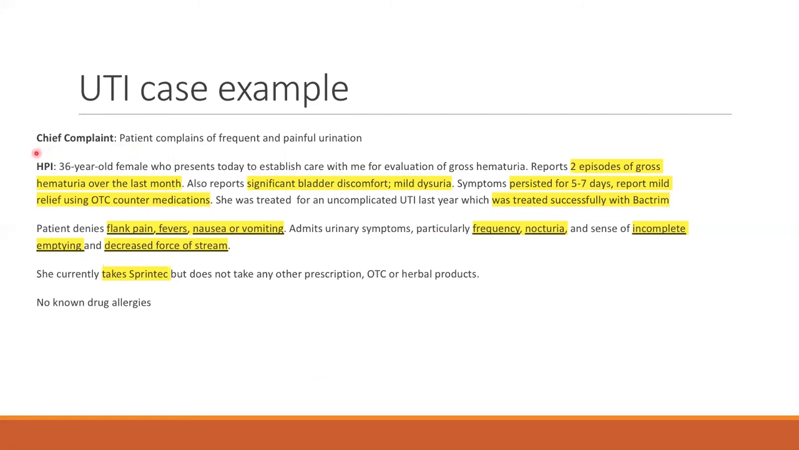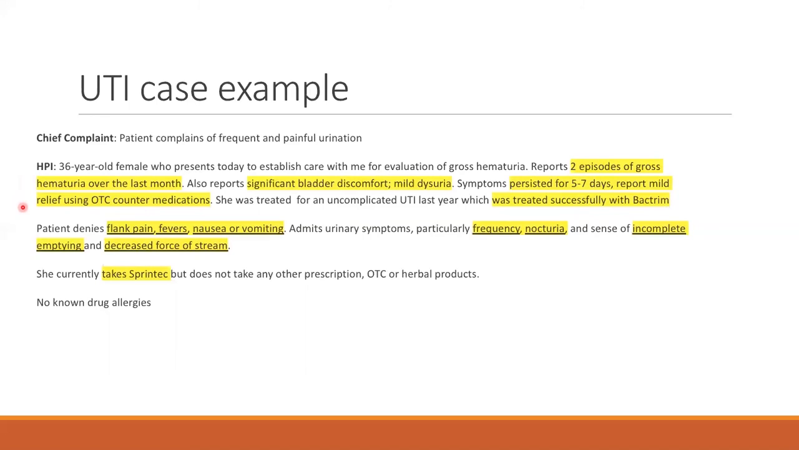So in this case, we have a patient coming in who's complaining of frequent and painful urination. It's a 36-year-old female. She's presenting today to establish care with me for the evaluation of gross hematuria. Patient reports 2 episodes of gross hematuria over the last month, also reports significant bladder discomfort, mild dysuria, symptoms persisted for 5 to 7 days, reports mild relief using OTC over-the-counter medications.